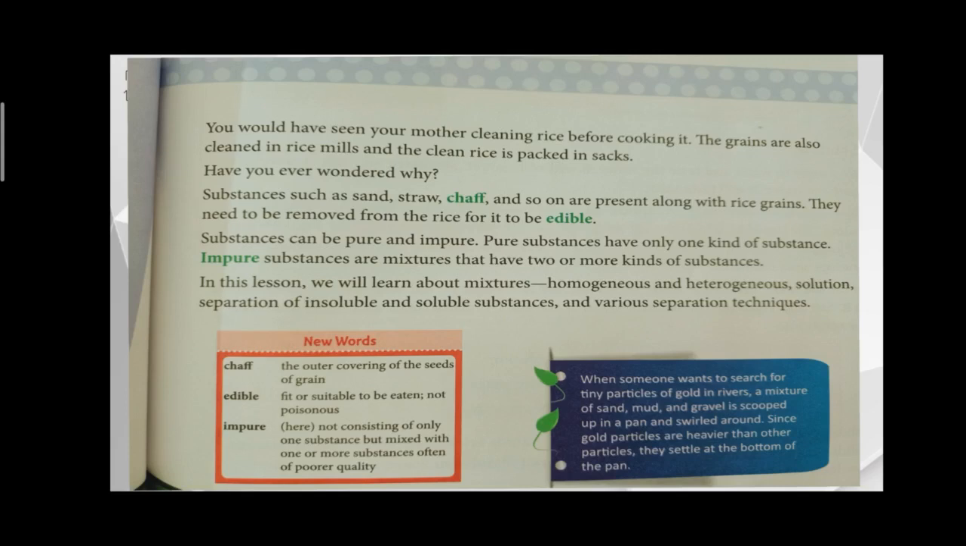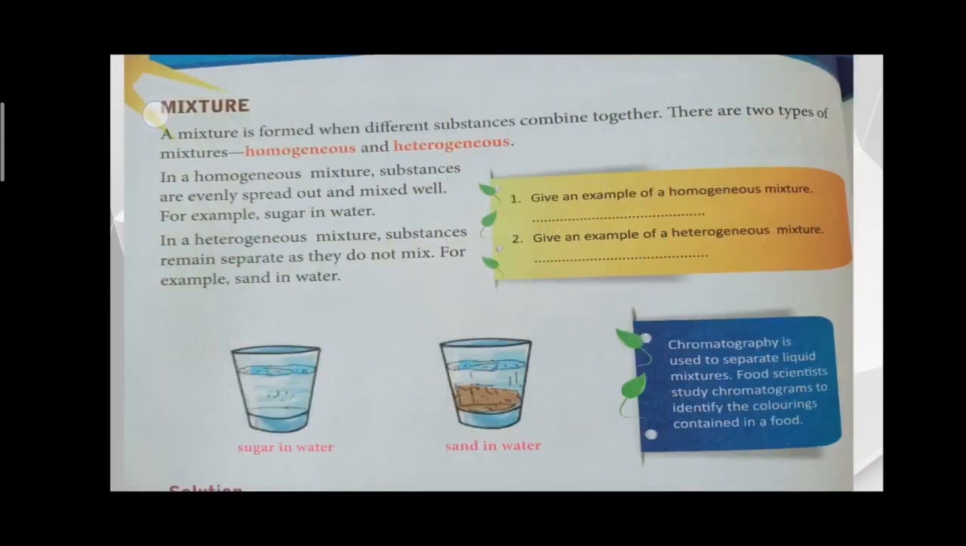Impure substance means it is a mixture of two or three substances. Okay, first, mixture. What is a mixture? We all know that there is a mixture we use for eating, as a snack, right? So take that mixture as an example.